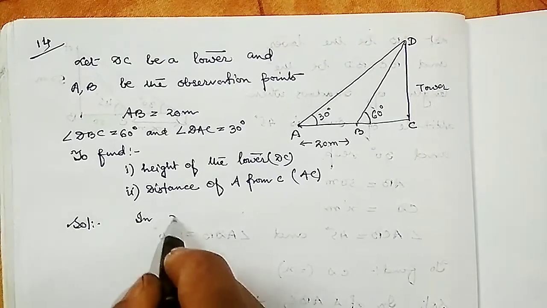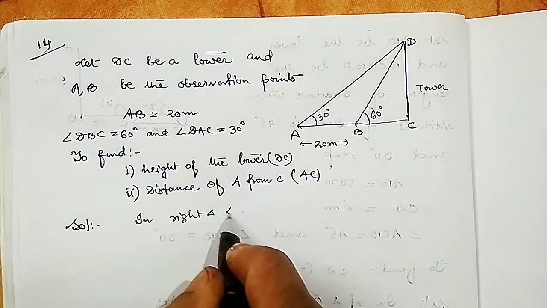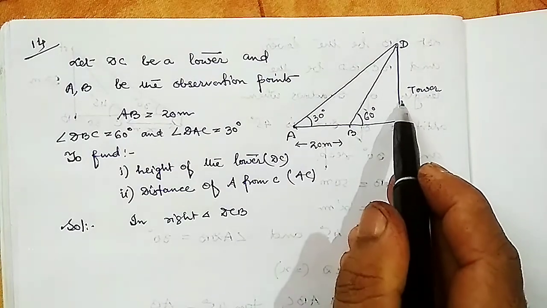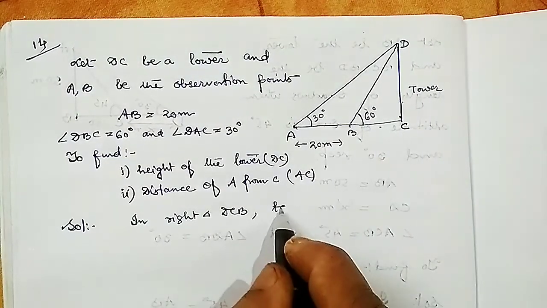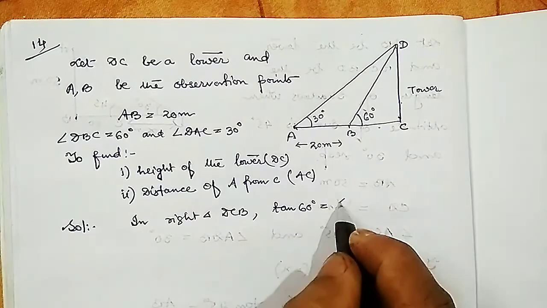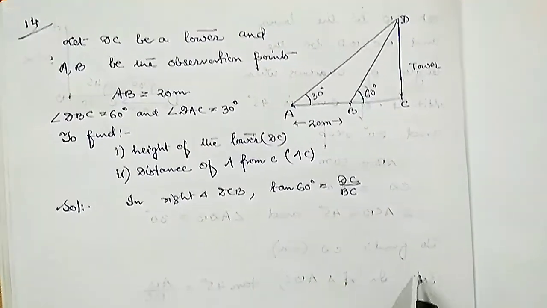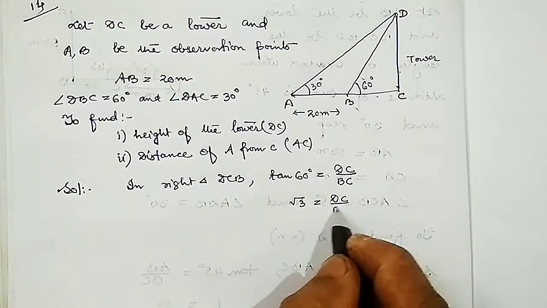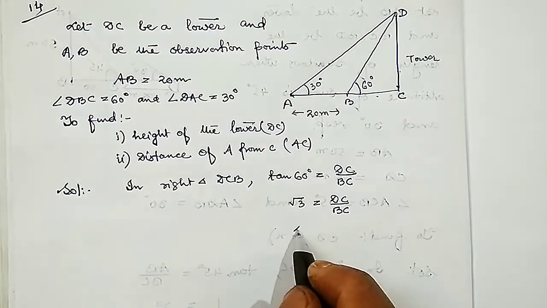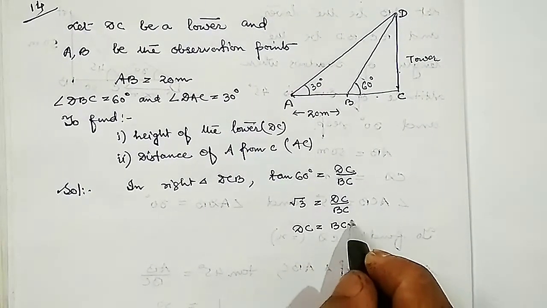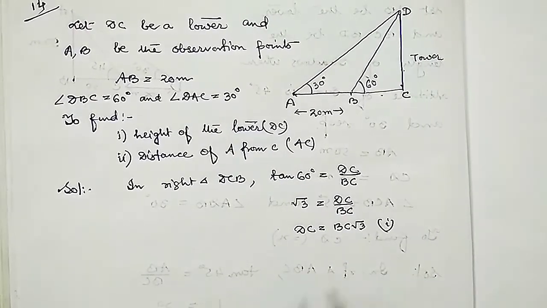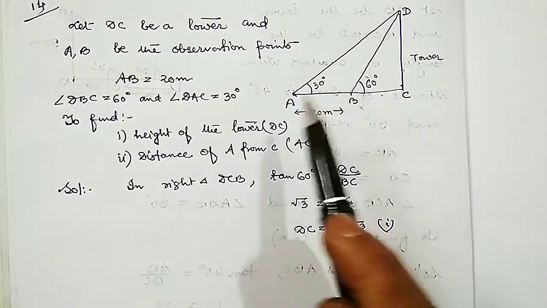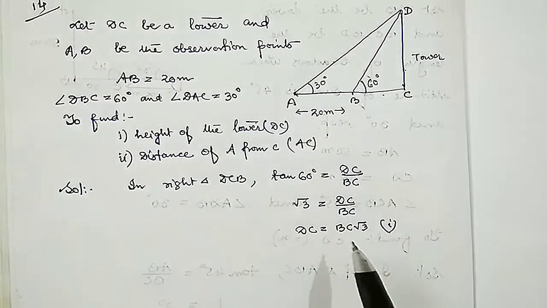In right triangle DCB, because here smaller triangle is DCB and we want a relation between perpendicular and base, I am going to use tan 60. Tan 60 will be DC by BC. Now what's the value of tan 60? Tan 60 is √3 equals DC by BC. So if I cross multiply, I will get DC equals BC √3. Let it be equation number 1. So from the smaller triangle we have calculated DC, and now in the bigger triangle DCA I am going to replace the value of DC by BC √3.